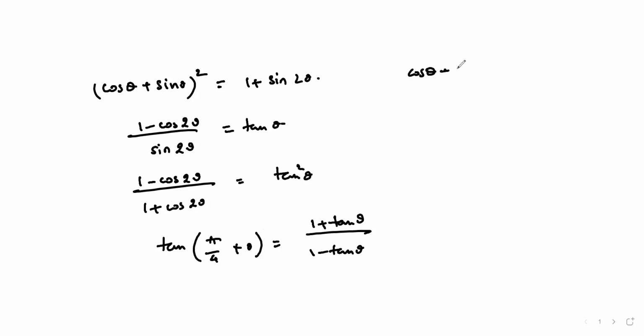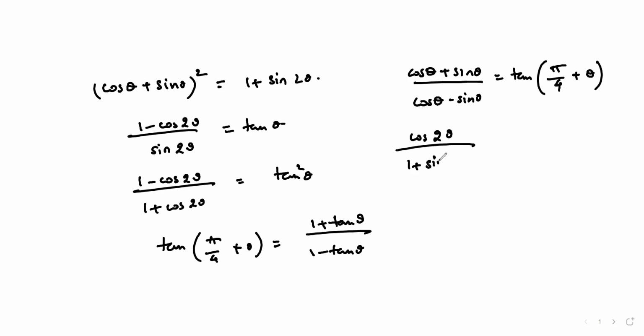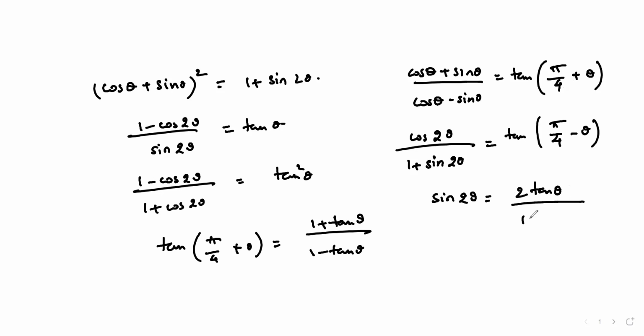Next, cos theta plus sin theta by cos theta minus sin theta is equal to tan of pi by 4 plus theta. Next, cos 2 theta by 1 plus sin 2 theta is equal to tan of pi by 4 minus theta. Sin 2 theta is equal to 2 tan theta by 1 plus tan square theta. Cos 2 theta is equal to 1 minus tan square theta by 1 plus tan square theta.